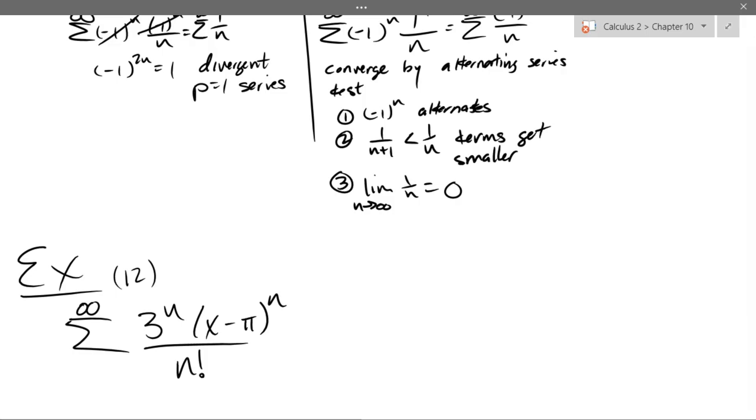All right, so I want you to solve this one. So you have to use the ratio. Can't go with the root. So you're going to have to go with the ratio. So we'll write down n plus 1. It's pretty easy, but there's three places you've got to modify n.